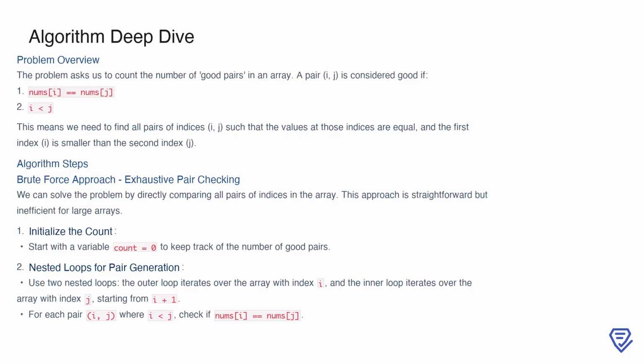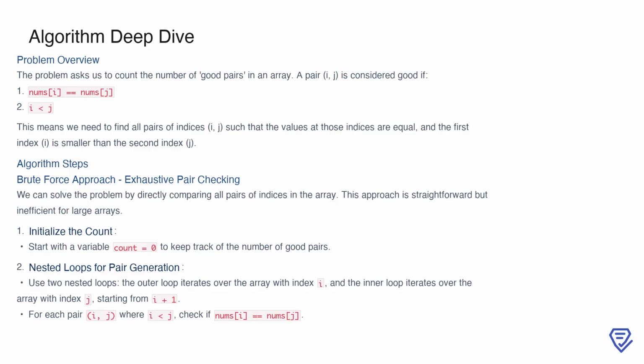To solve this, we can start with a brute force approach that involves checking all possible pairs of indices in the array. First, we initialize a variable called count to 0, which will be used to keep track of the number of good pairs. Then, using 2 nested loops, we generate all possible pairs of indices. The outer loop iterates over the array using index i, while the inner loop starts from i+1 and iterates using index j. For each pair, we check if the values at nums[i] and nums[j] are equal. If they are, we know this is a good pair, and we can increment our count.